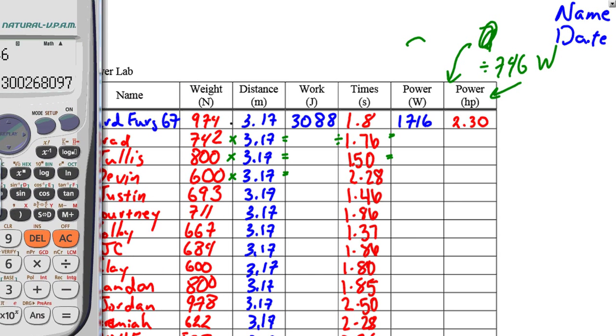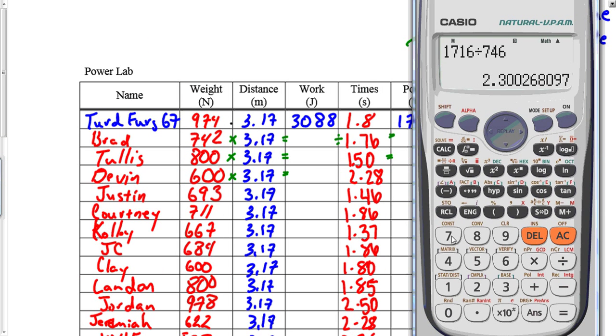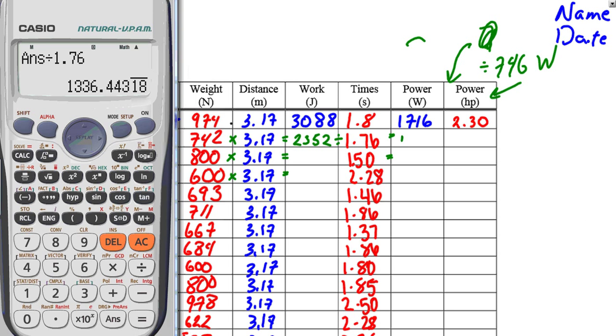Let's look at who's next on the list. Brad is this person's name. Brad, 742 times 3.17 means Brad did 2,352 joules of work because he's a lot smaller than me. He didn't do as much work as I did. Divided by 1.76 means he had a power of 1336. So you'd go 1336, and then you'd come back and divide by 746, and that's going to get you 1.79, and there would be his horsepower.